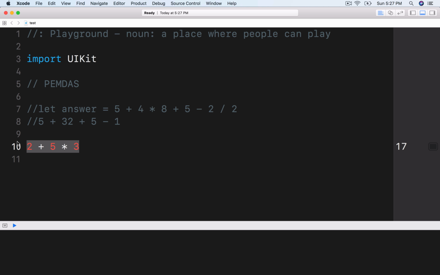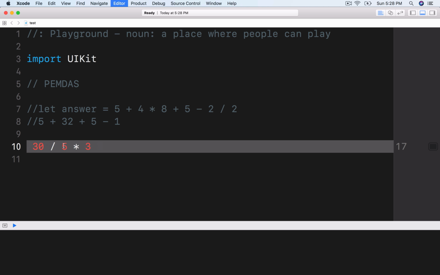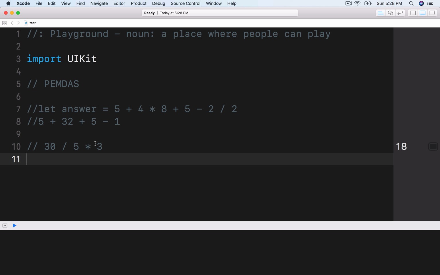And let's do another one. Let me just comment it out so Xcode isn't going to show you the answer. So 30 divided by 5 multiplied by 3. This it's going to be fine just going from left to right, because when it's PEMDAS, this is kind of the same. So let's give it a shot. If we go from left to right, 30 divided by 5 is 6, times 3 is 18.